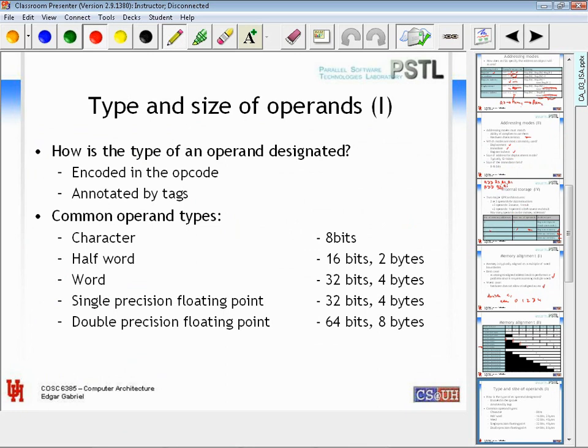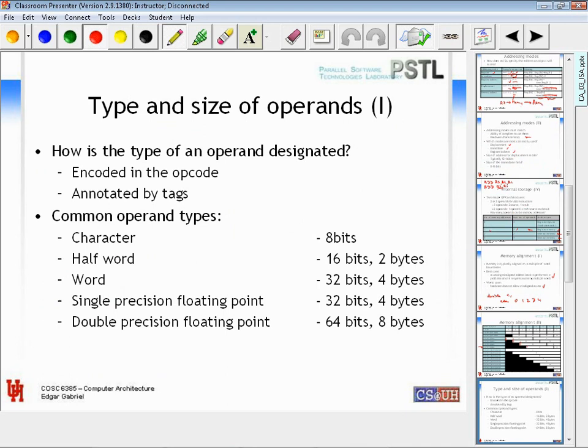The next question is, now we know that we might have a large number of potential operations. We might support different addressing types, different types of data types. How does the instruction set architecture now define whether we want to add up two floating point numbers or two integer numbers, or whether we want to add up two double precision floating point numbers or single precision floating point numbers? You basically have two different choices.